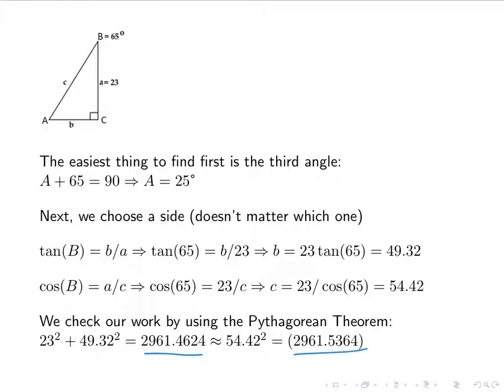And remember, I did round in here, so they're not going to be exact. But a squared plus b squared is very, very similar to c squared. So I know I did it correctly. Another way to at least check that your answer is plausible is to remember that if angle A is smaller than angle B, then side A must be smaller than side B. And the reverse is also true. Also remember the hypotenuse must be the largest side. So our hypotenuse is C.